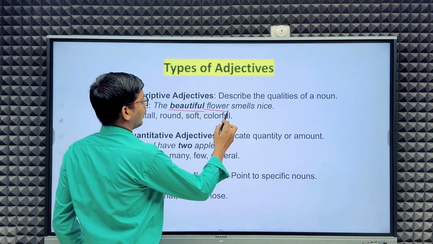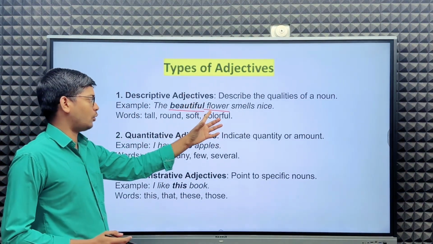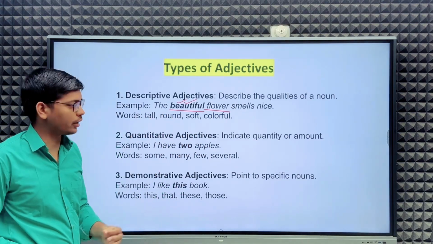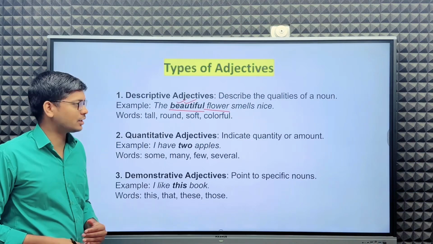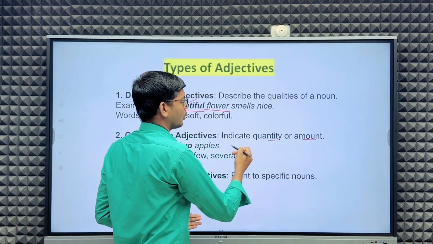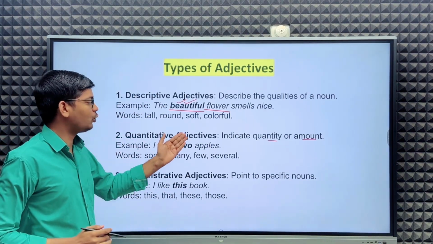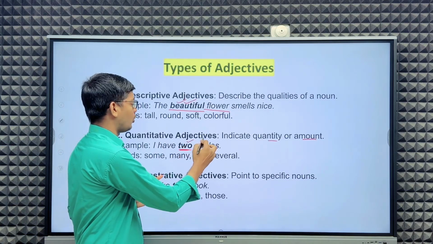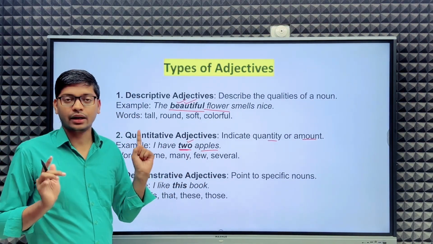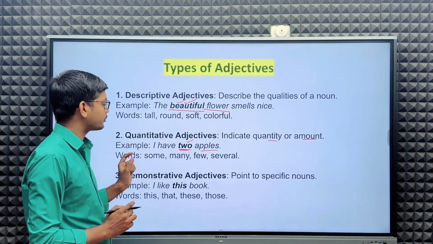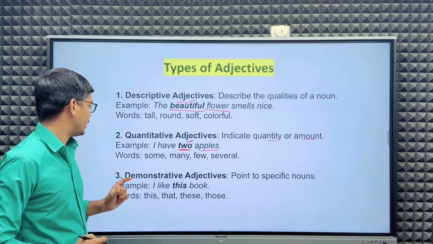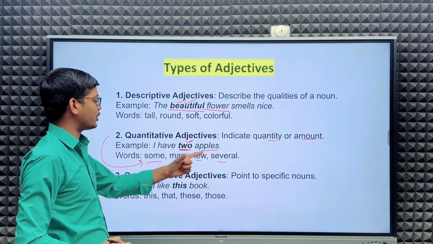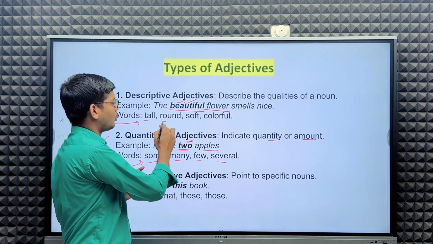Okay, so flower is a noun, but before the noun the adjective comes. So we can say beautiful is a descriptive adjective here. Next type here, quantitative adjectives. Quantitative adjectives indicate quantity or amount. For example, I have 2 apples. Here 2 is the quantity of apples, and apples are nouns. So I can say 2 is a quantitative adjective here. Words like some, many, few, several are also quantitative adjectives.